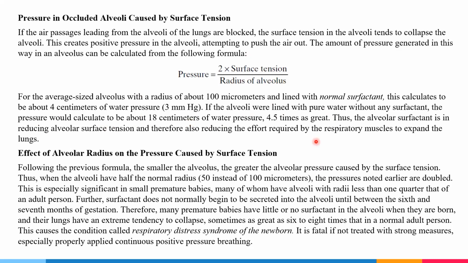Thus, we can see that the alveolar surfactant is very helpful in reducing the alveolar surface tension, and therefore also reduces the effort required by the respiratory muscles to expand the lungs.